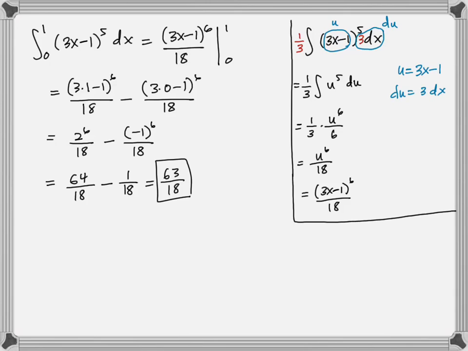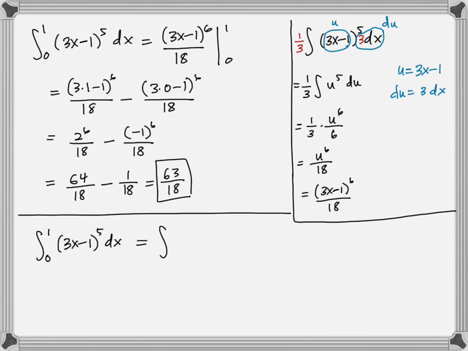And if that makes you happy, then you can stop the video and never have to think about option number 2. Option number 2 is to do your u substitution, and so we get the integral from 0 to 1 of (3x minus 1) to the 5th dx. And we rewrote with our u substitution 1/3 integral of u to the 5th du. At this point, if you would like, you can also switch your limits. The 0 and the 1, you can convert those to u values.